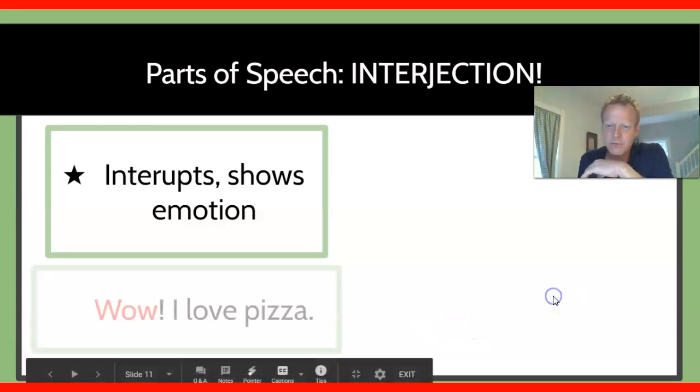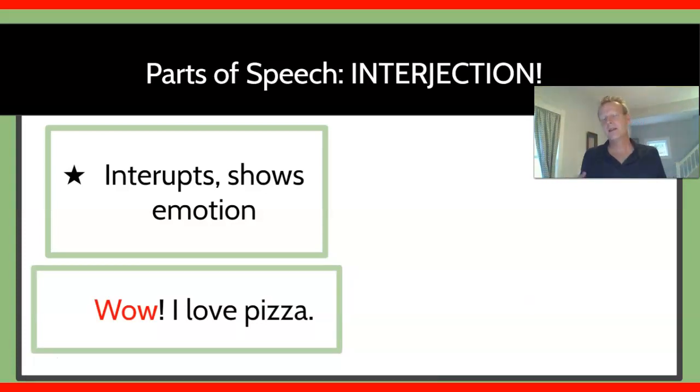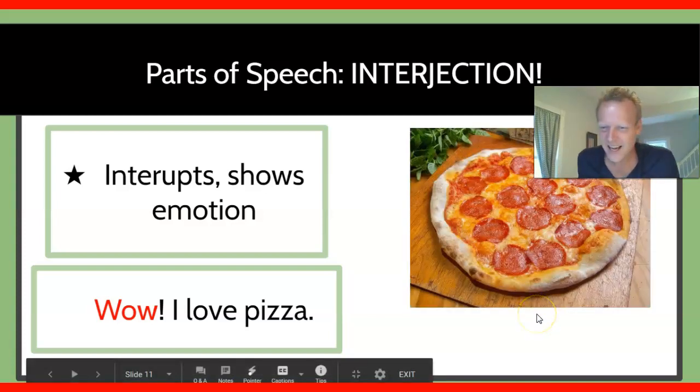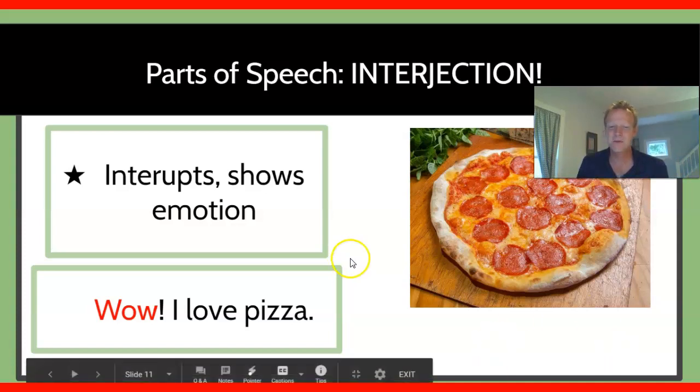Words like, let me give you the example sentence. Wow, I love pizza. So, wow, uh-oh, oh no, yikes. Ha! We love to be dramatic in English. So we have an entire piece of grammar called interjections. Oh, mamma mia, that smells good. You know, these are just funny little words that interrupt the conversation.